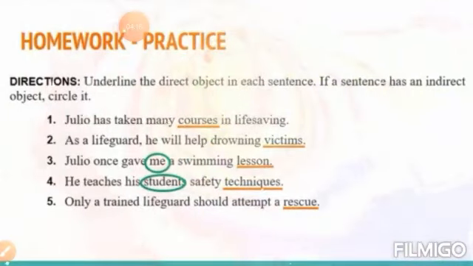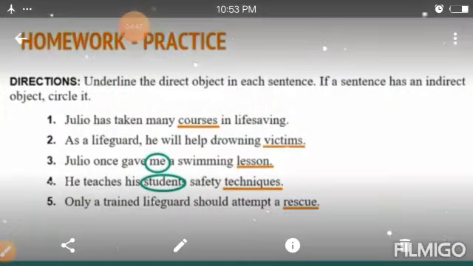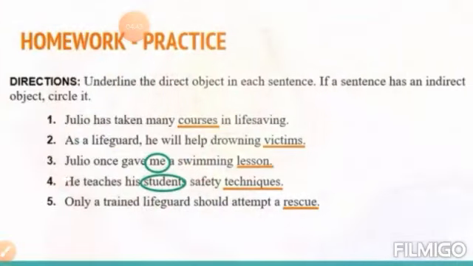Next, third sentence, Julia once gave me a swimming lesson. So here the circled word is me, the indirect object, and lesson is the direct object. He teaches his student safety techniques. So here student is the indirect object and techniques is the direct object. Only a trained lifeguard should attempt a rescue. So in this sentence, rescue is the direct object, and we will find the types of objects by asking questions.